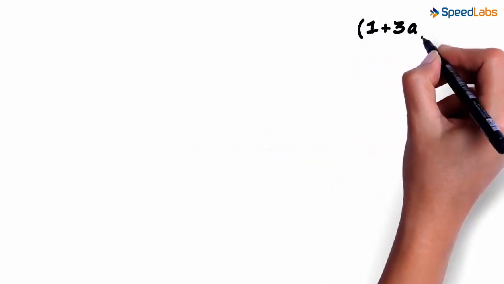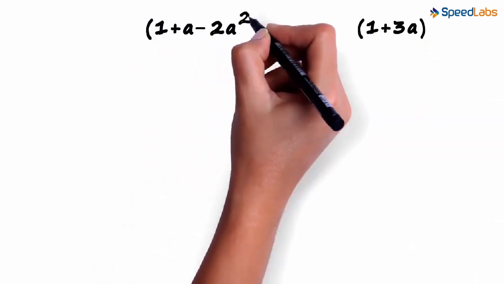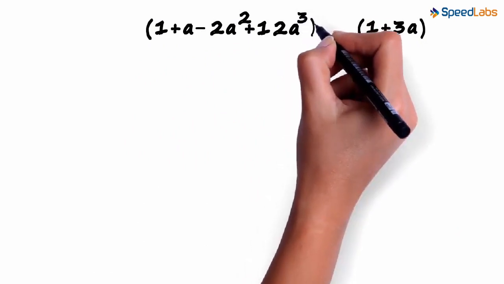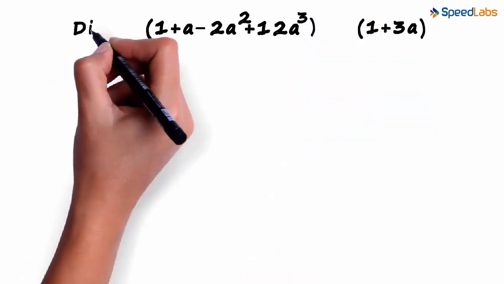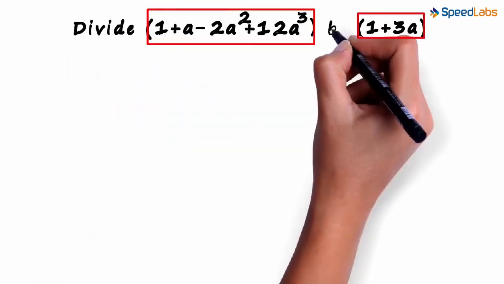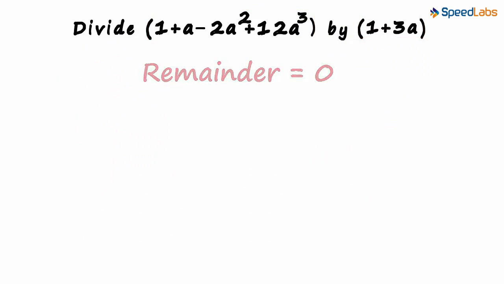Can we use the process of division to find if a polynomial is a factor of another polynomial? Say we want to find out if 1 plus 3a is a factor of 1 plus a minus 2a squared plus 12a cubed. How do we find that out? It's simple. We divide this by this and it will be a factor only if the remainder is 0.